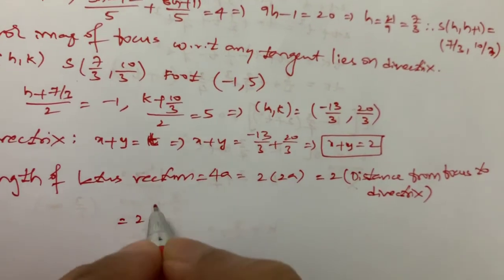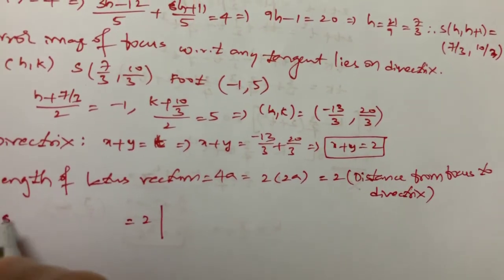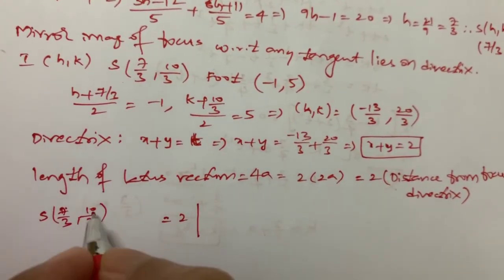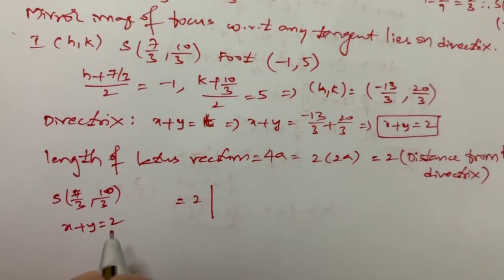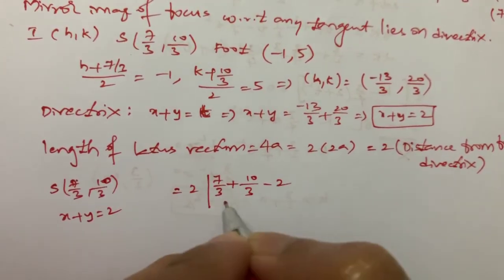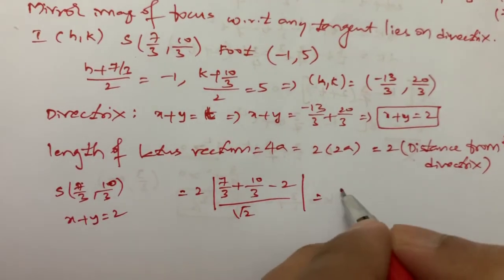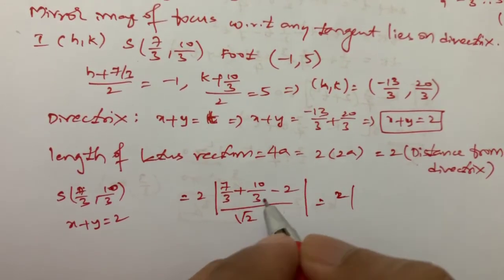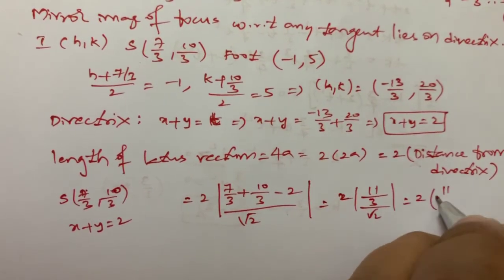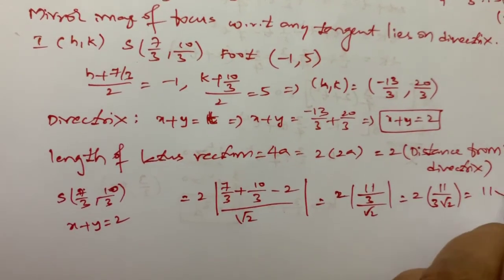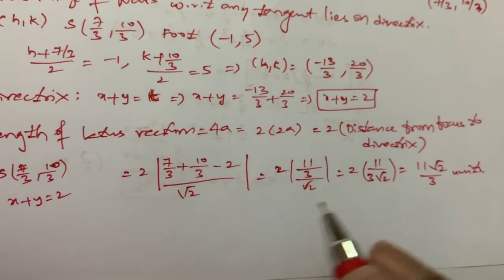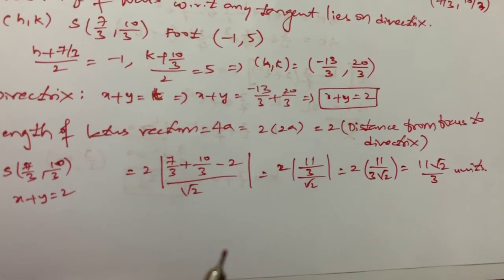So the focus is 7/3, 10/3, and the directrix is x plus y equal to 2. If I find the distance, (7/3 plus 10/3 minus 2)/√2. So this is (17/3 minus 2), so 11/3, so 11/(3√2). So which is 2 times 11/(3√2), which is 11√2/3 units. Because it is a distance, we'll write units. So the length of latus rectum is 11√2/3 units.